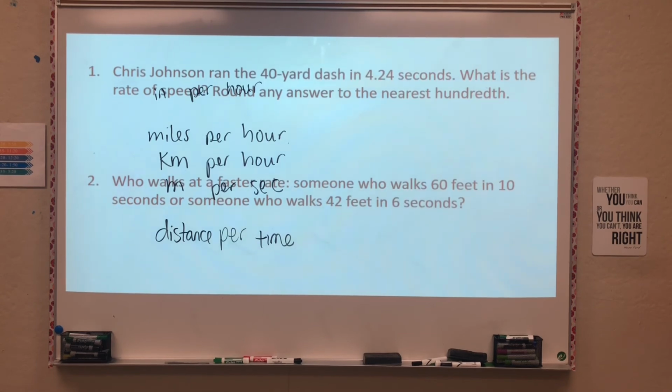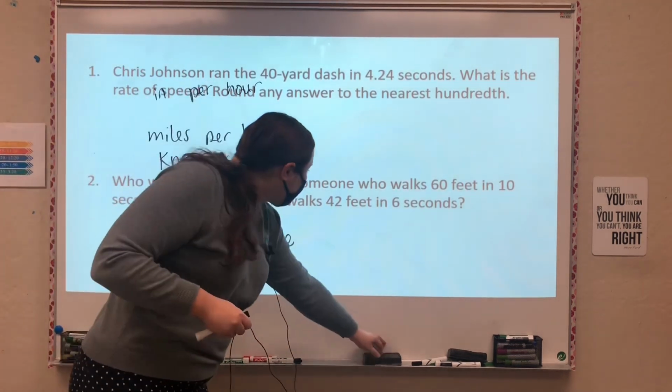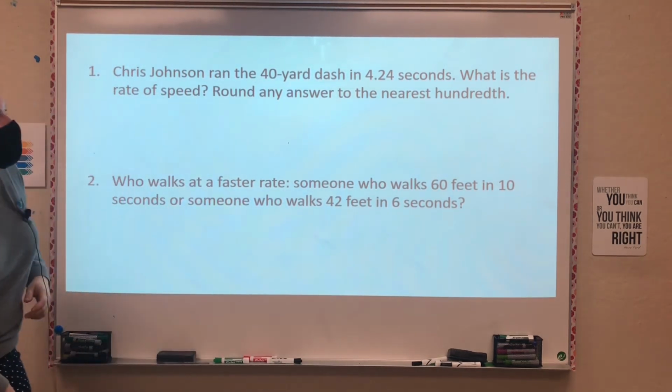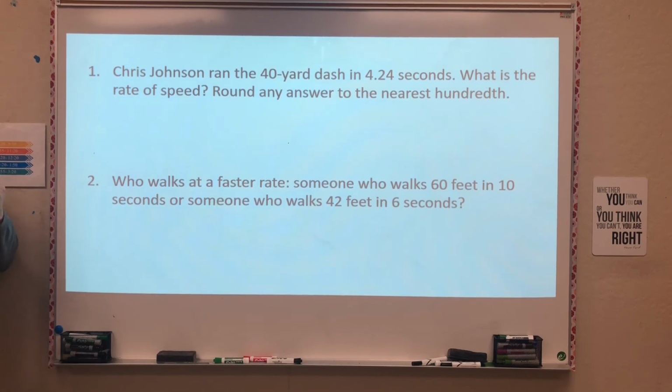So I've got this little one here. It says, Chris Johnson ran the 40-yard dash in 4.24 seconds. So it's more of the track running you were talking about. 40-yard dash in 4.24 seconds. What is the rate of speed? And then we're going to round our answer. In order to calculate his speed, what am I going to want to do? I'm going to round my answer. 40 divided by 4.24. Yeah.